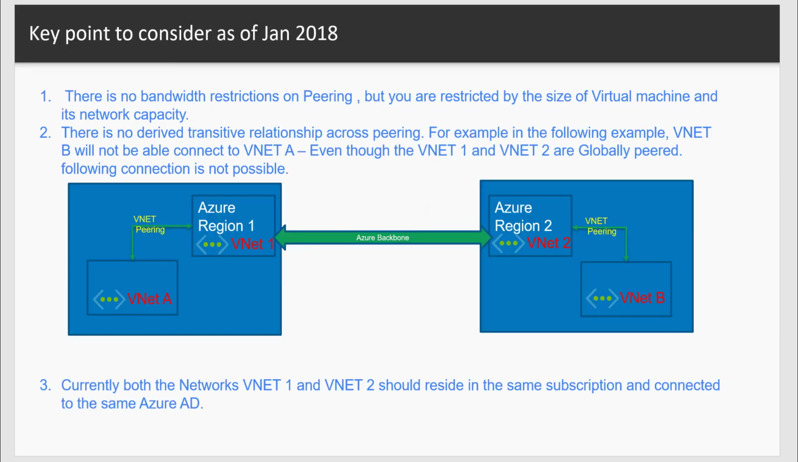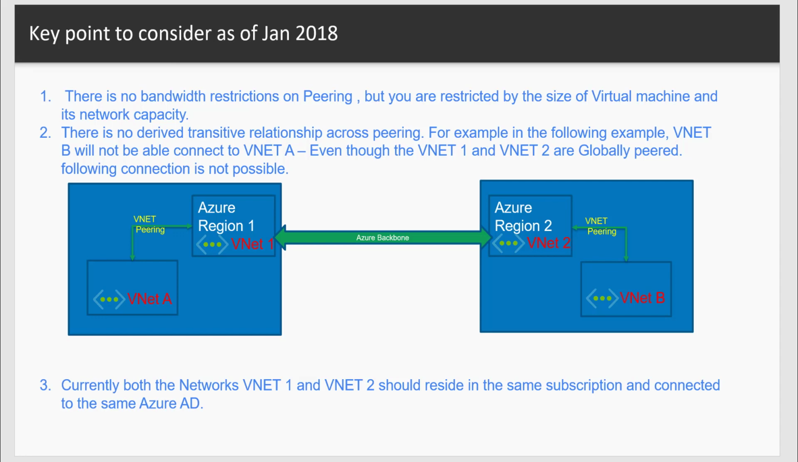In the previous section, we looked into the advantages of global VNet peering, but there are also some key considerations as of January 2018. The first point is that there are no bandwidth restrictions on peering, as we saw earlier, but you are restricted by the size of the virtual machine and its network capability.